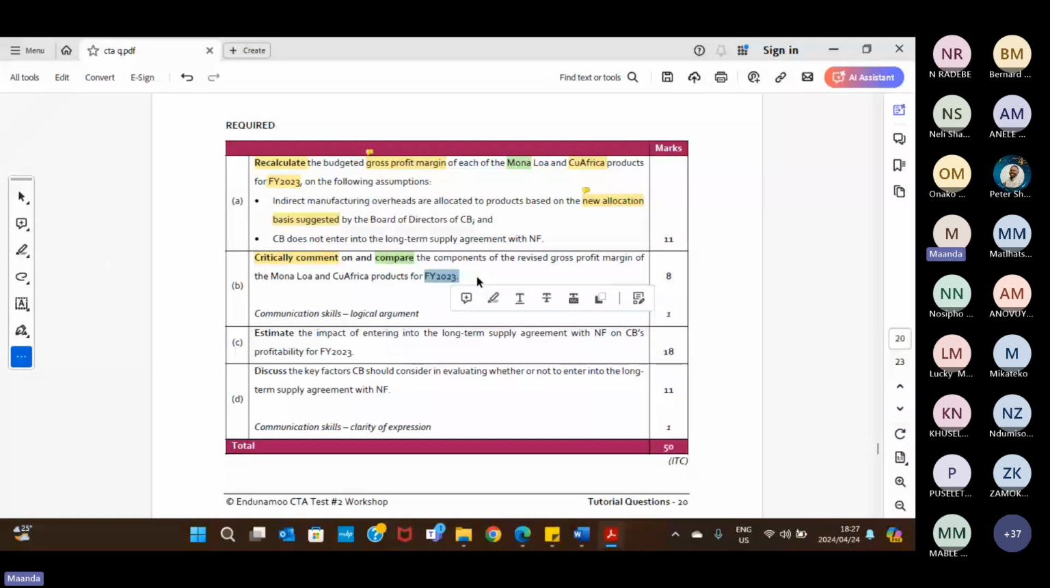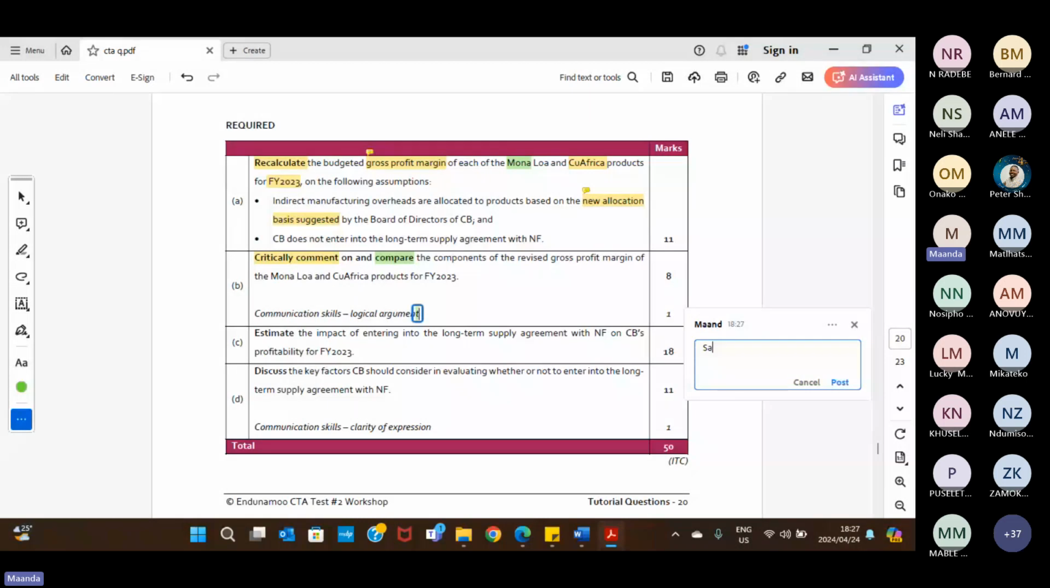So say I have sales, and then they say critically comment on the sales. What they expect you to do is, instead of looking at the sale amount in total, say 10,000, to break down the sale. If I'm breaking down my sale, I know this is made up of the price, and then I have the units that are there.